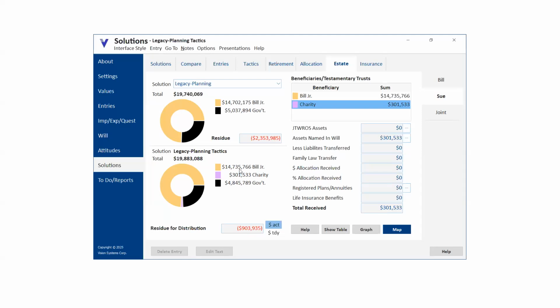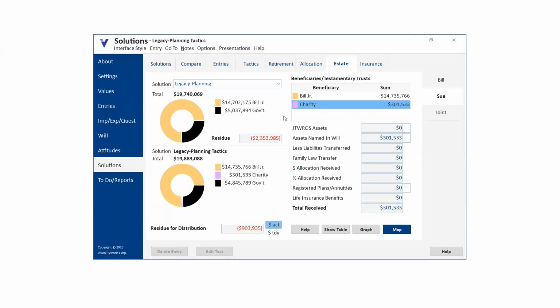So in fact, we're plus 35,000 to Bill Jr., and we're plus 301,000 to a charity. We can see that from an estate point of view, the government's getting less, charity's getting something, and Bill Jr. is actually getting more. And this is all part of that social capital concept.